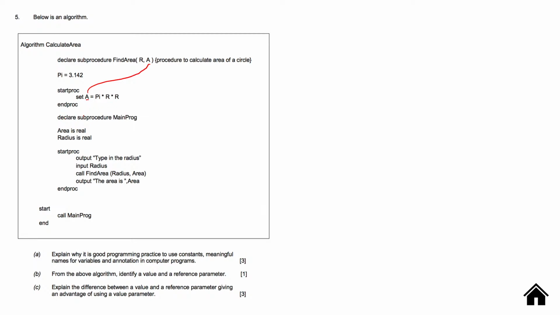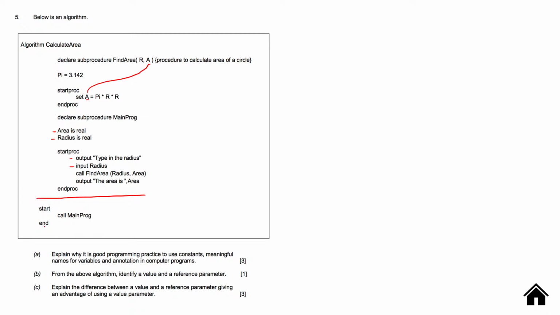Then it says declare subprocedure main program, declares a variable called area, declares a variable called radius, and then it says output type in the radius, input the radius amount, call find area, so you call the procedure again, and you pass in radius, you pass in area, and output the area is, area, end the procedure, and then that's it, you start. So this bit's separate to the program here.